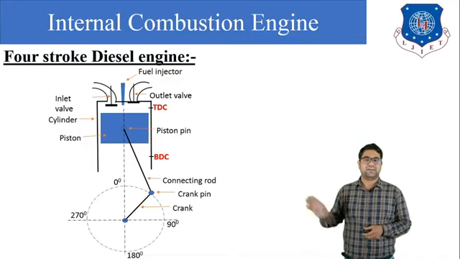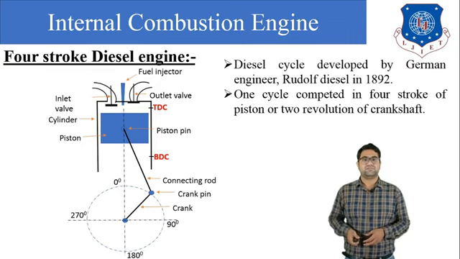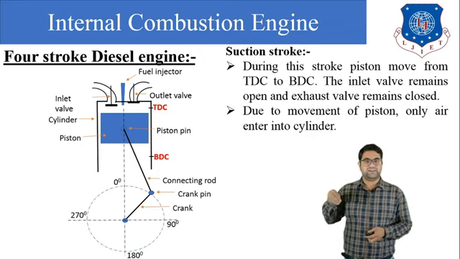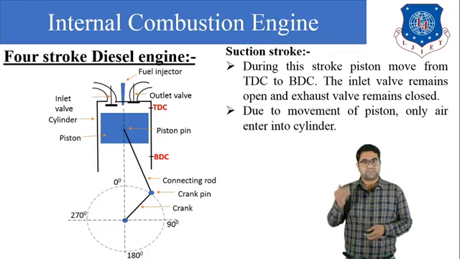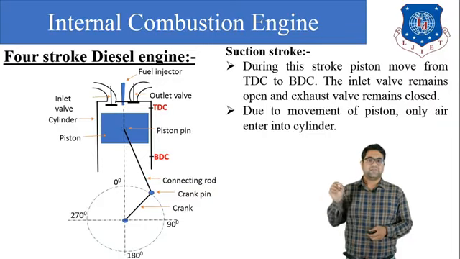So let us start understanding one by one all the 4 strokes of the diesel engine. Let us begin with the suction stroke. First of all, in the suction stroke, what happens? The air comes into the cylinder, during which the piston moves from the top dead center to the bottom dead center. Simultaneously, the crank moves from 0 to 180 degrees. The inlet valve will open and fresh air will come into the cylinder.